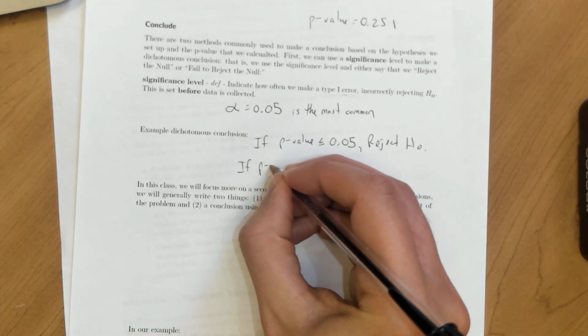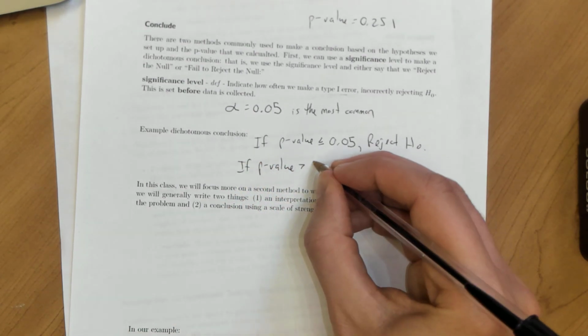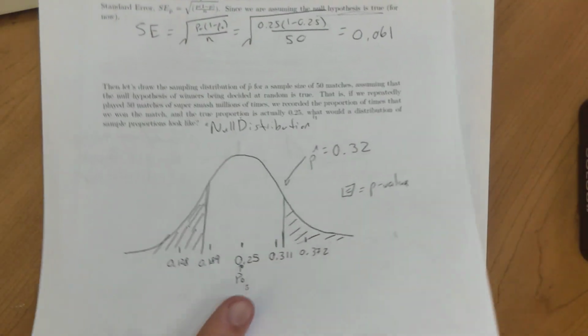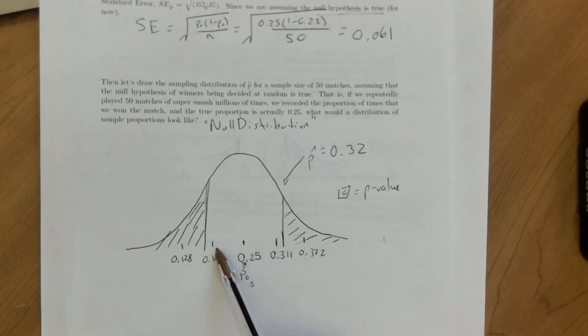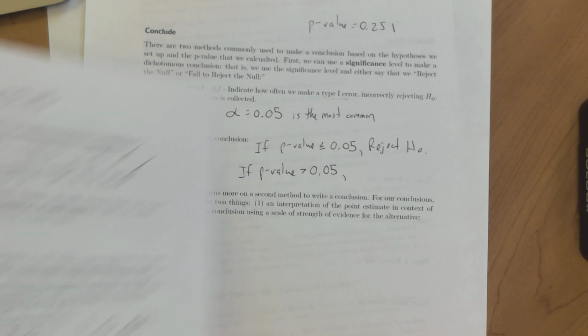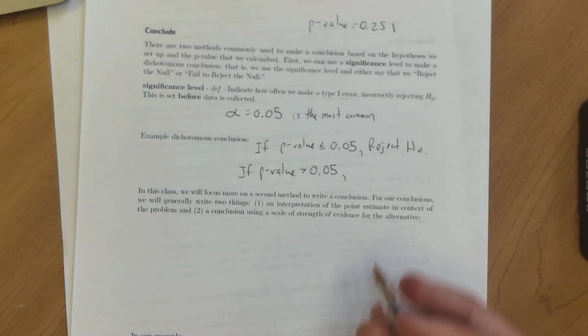If our p-value is greater than 0.05, then that means, again, I'm going to go back to what we drew on page 5, that this area is fairly large and the data that we observed is fairly consistent with the null hypothesis, so we don't reject it.